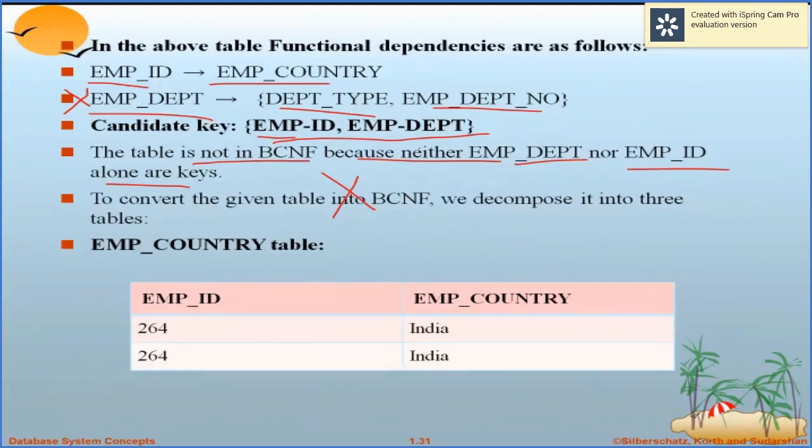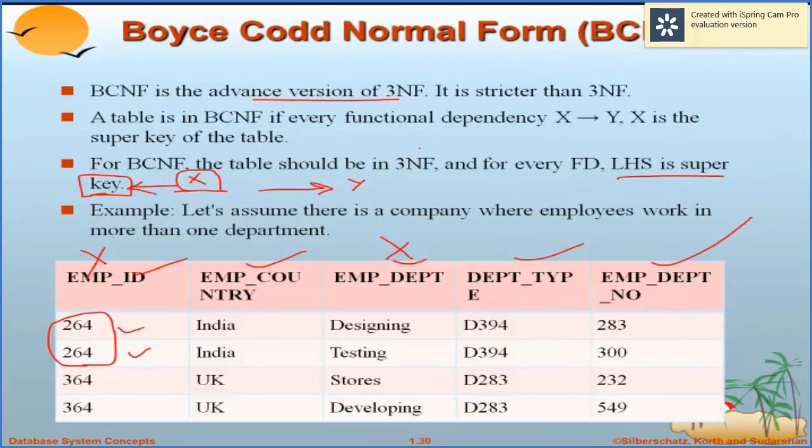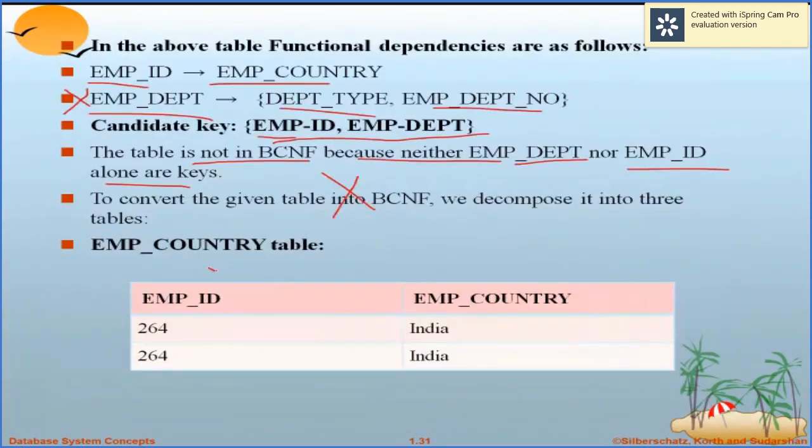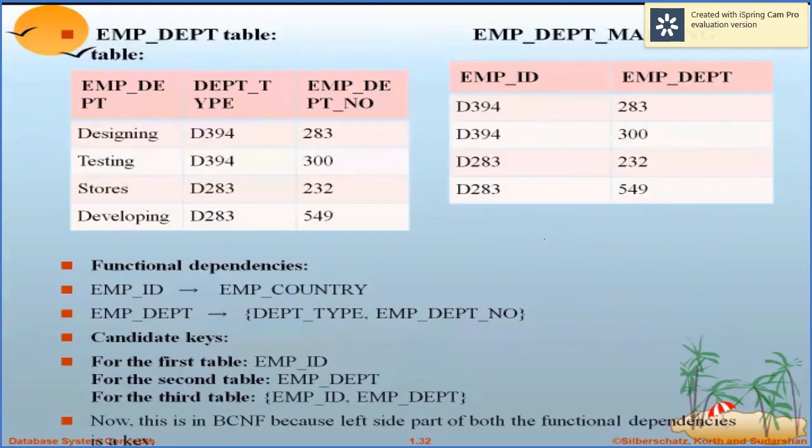So to overcome this, you just decompose the above table into three different tables. The first table is employee ID with employee country, and next one employee department and employee department mapping. So you're linking up both the employee department and employee ID. So that means a separate table linking up both the key attributes. So now you see employee ID can be taken as a separate key. So as this is a key, obviously BCNF is satisfied. And next, employee department is one more key, and here also BCNF is satisfied.